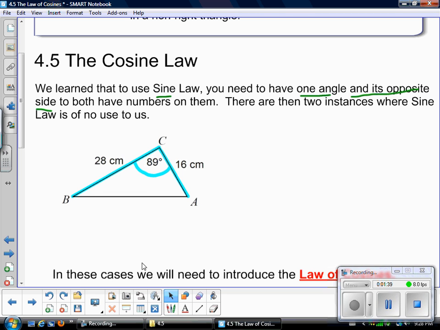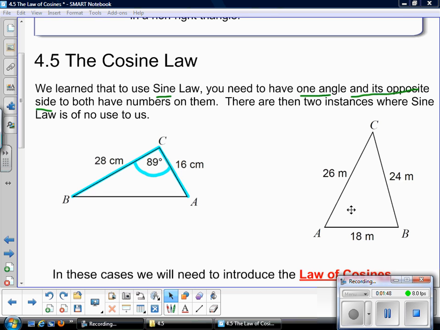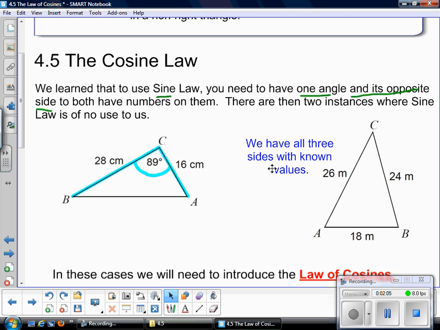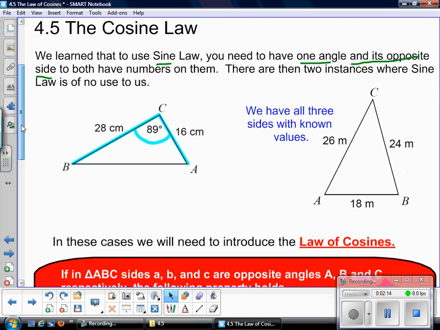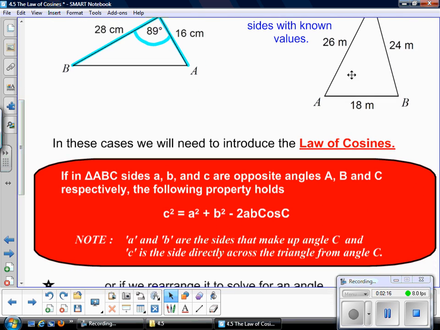The other instance where sine law is no good to me is if I am given all three sides. In fact, if I know all three sides of a triangle, there's only one triangle that you could make that way. It's not that you can have a million triangles with the measurements 18, 24, and 26. It just doesn't work. So those are when we have all three sides with known values, or if I know two sides and the angle that holds those sides together. So we're introduced then to what we call the cosine law, and I can use the cosine law for these two types of situations.